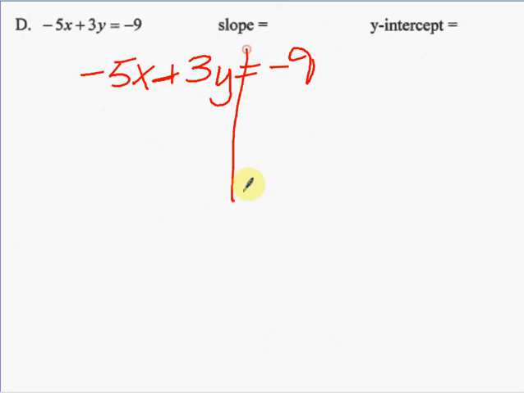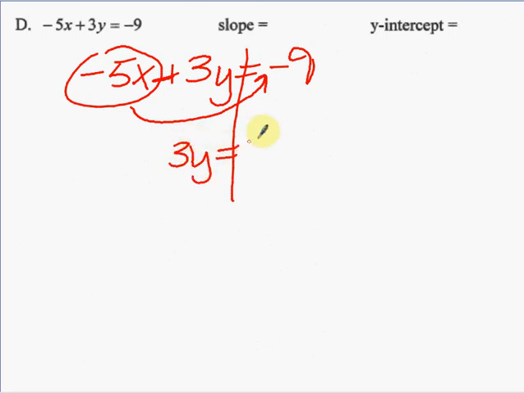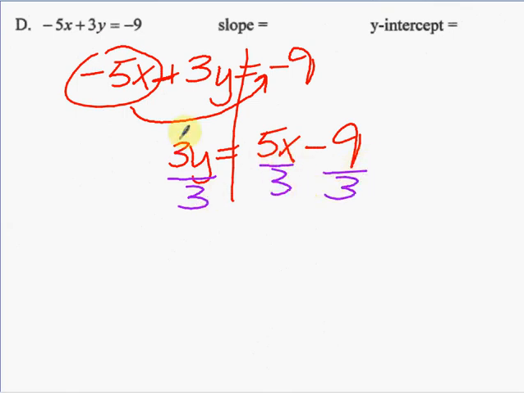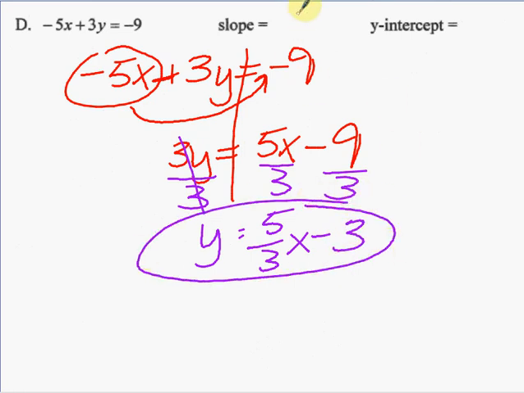Alright, so let's cut it in half. Move this over right there. And we have 3y equals, now since the 5x is being moved and it was negative, I'm going to change it and make it a positive. You always change the sign to the opposite sign. Minus 9. We'll divide by 3. Cancels. We have y equals 5 over 3x minus 3. Slope is 5 over 3, and the y-intercept is negative 3.